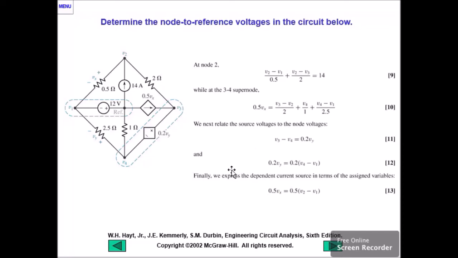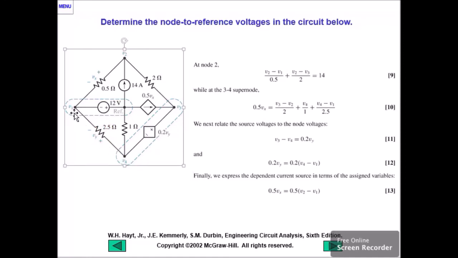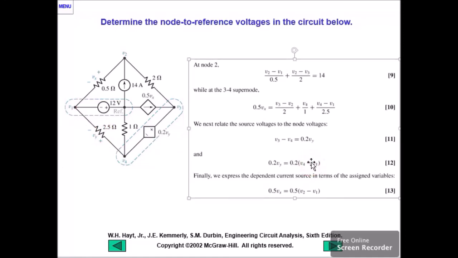Okay? Then, the relationships. So, we have, ito na ngayon, yung ating V3 minus V4 is equal to 0.2 Vy. Ano ba yung Vy? Asan yung Vy? Asan po yung Vy? Andito. And Vy is V4 minus V1. Eto, substitute.